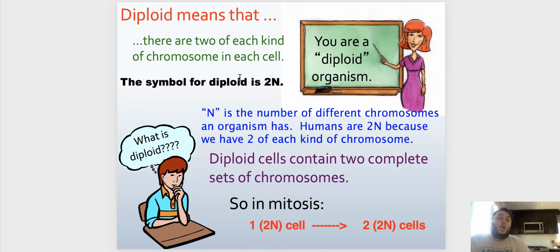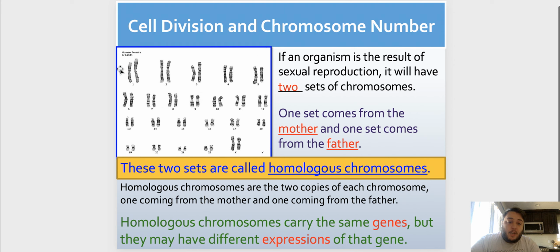So we're going to learn a word called diploid, right? Diploid is an important word to know. You will likely see it on your Regents. You will likely see it on a test, on a quiz, on homework. Diploid simply means that there are two of each kind of chromosome in each cell, right? And that just goes back to what we have here. There are two types of each chromosome in each cell.